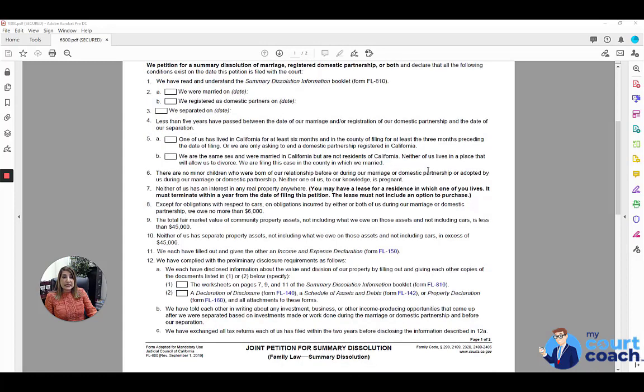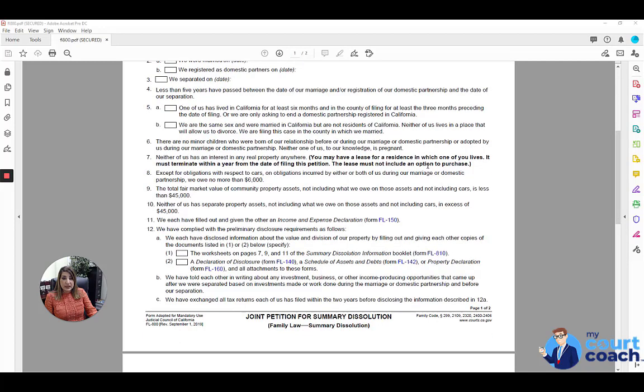Line 6 indicates that there are no minor children who are born of this relationship before or during the marriage or domestic partnership. Line 7 states that neither of you has any interest in any real property anywhere. You may have a lease for residence so long as it terminates within a year of filing this petition and there's not an option to purchase.